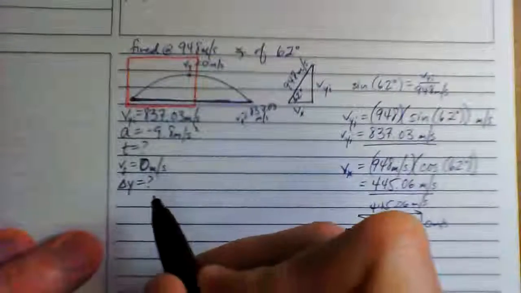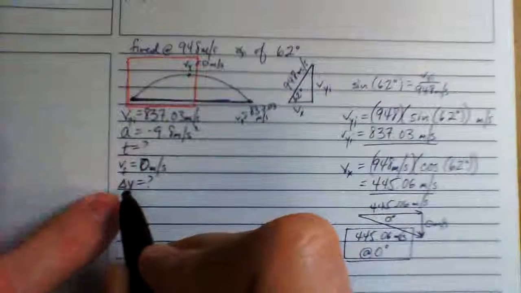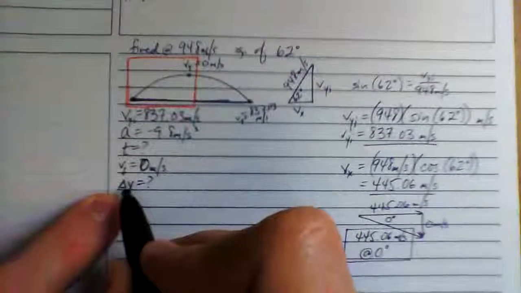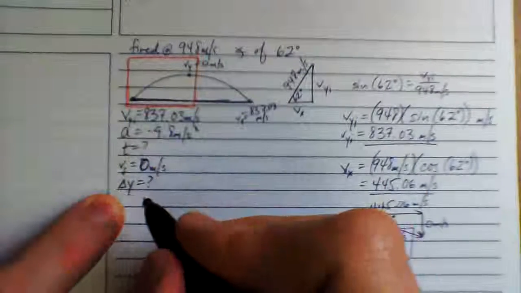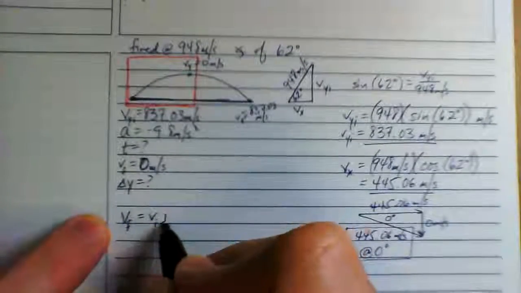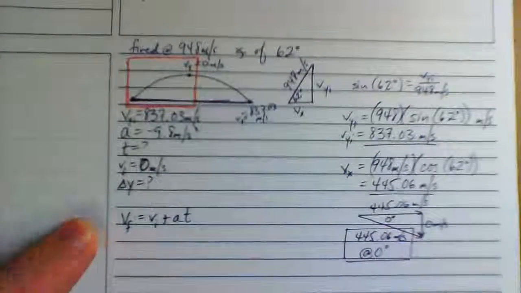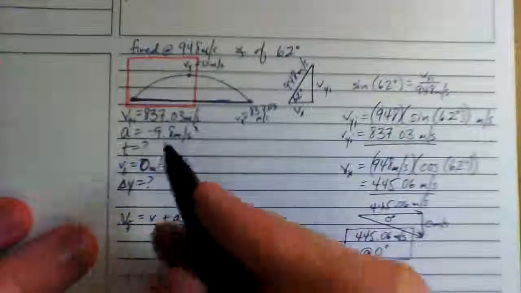If we want to find how many seconds it takes to reach its maximum height, we're going to use the equation that does not have delta y in it. So in order to use one that does not have delta y, we're going to use the first kinematic equation, and that is Vf equals Vi plus acceleration times time. Alright, this one is the easiest one to use.